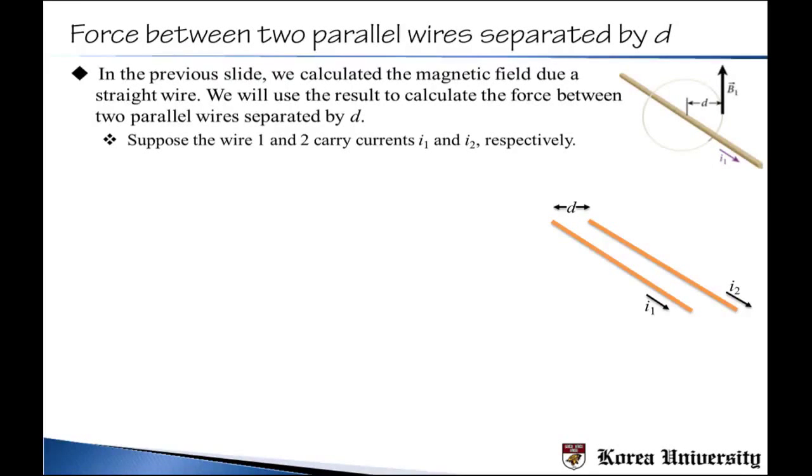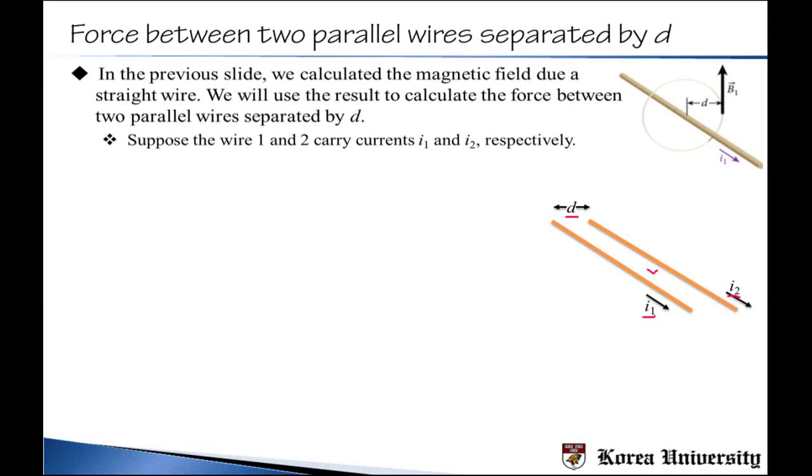And using the result from the previous slide, we can also figure out the force between two parallel wires that are separated by a certain distance, just like shown here. Here we have two parallel wires that are separated by the distance d. The first wire has a current I1, the second wire has the current I2, and they are flowing along the same direction. Okay, so what will be the force between them?